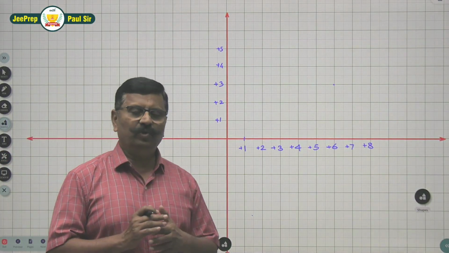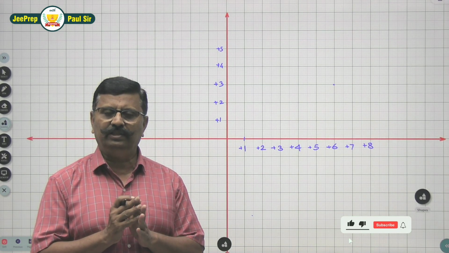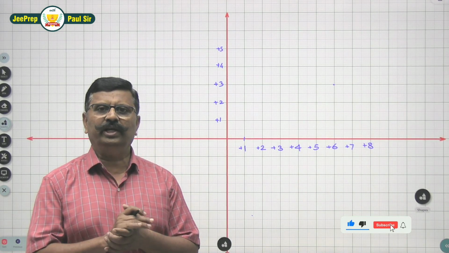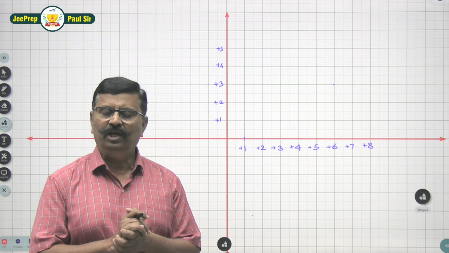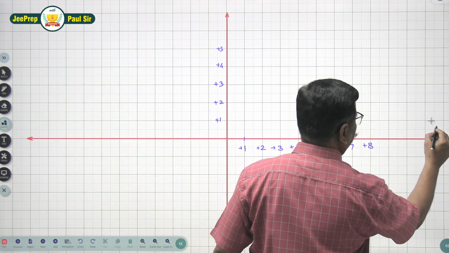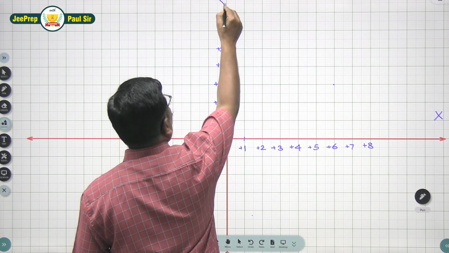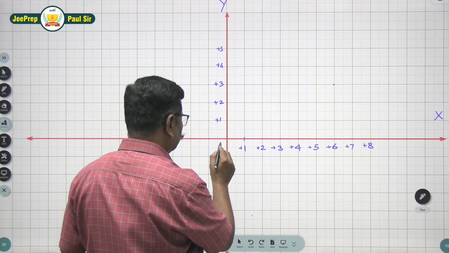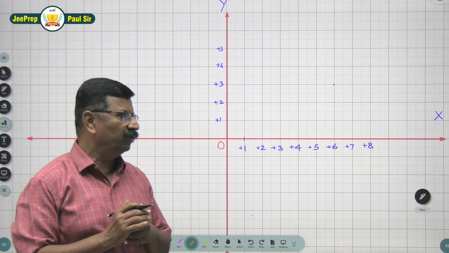Now as we know, we have the x-axis and y-axis, two perpendicular lines. The horizontal line is known as the x-axis, while the vertical reference line is known as the y-axis. This is the x-axis and this is the y-axis. The point of intersection of these perpendicular lines is the origin.